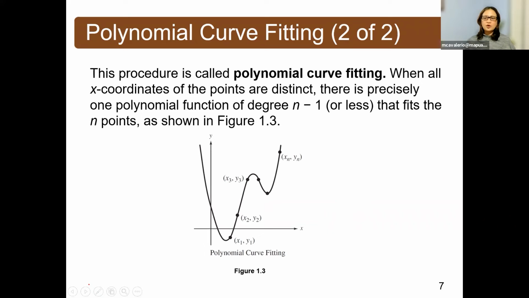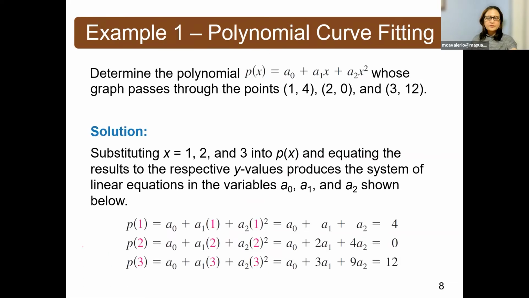This procedure is called polynomial curve fitting. When all x coordinates of the points are distinct, there is precisely one polynomial function of degree n minus 1 or less that fits the n number of points, as shown in figure 1.3. So we see here that we're given several points with different x coordinates. You have your x sub 1, y sub 1, x sub 2, y sub 2, x sub 3, y sub 3, and x sub n, y sub n. Now, how do we find the best fit for a given set of points?